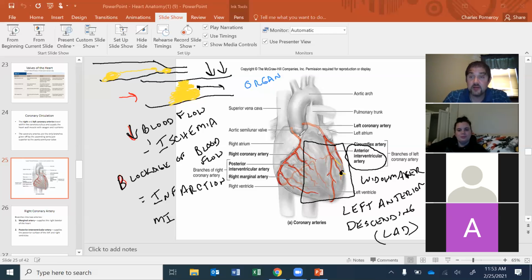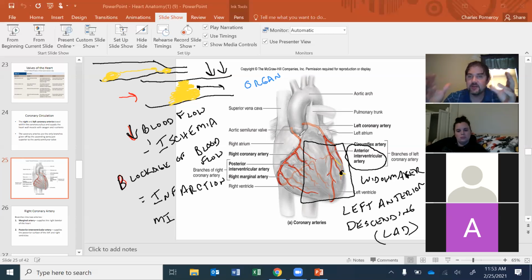Could be a blood clot. Okay, it could be a blood clot that does it, and that would be called an embolism. An embolism is a blood clot that has broken off. But what we're talking about here is a plaque buildup.